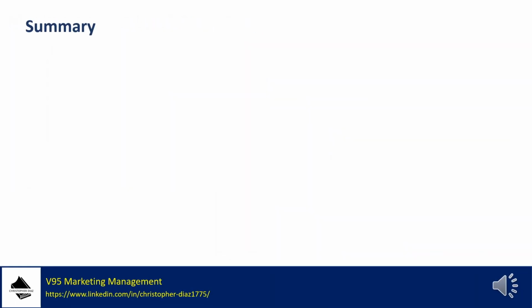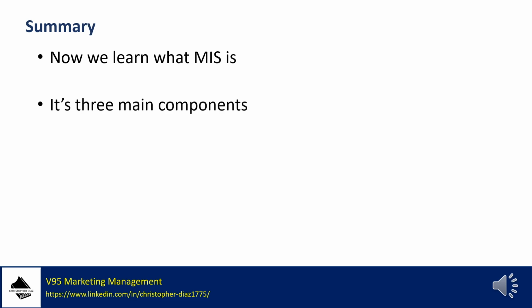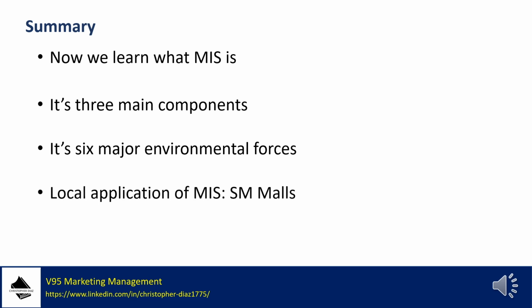To sum up, a marketing information system is an essential tool for marketers. It comprises three main components: internal records, marketing intelligence, and marketing research. These three main components help monitor major environmental forces: demographic, economic, social-cultural, natural, technological, and political-legal. Locally, we see the practical application of MIS in businesses like SM, improving decision making and enhancing customer experience.